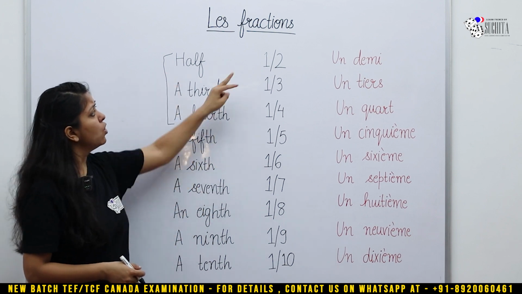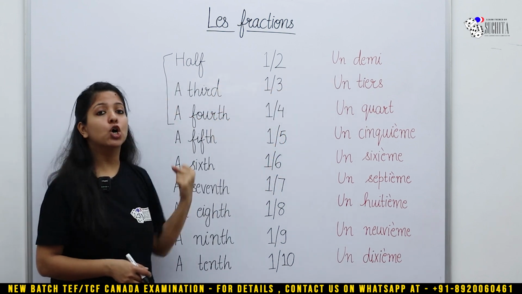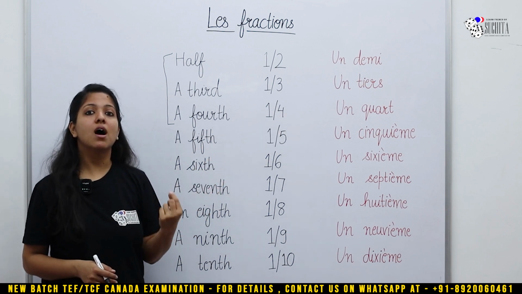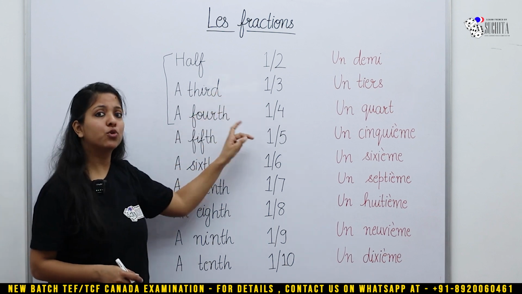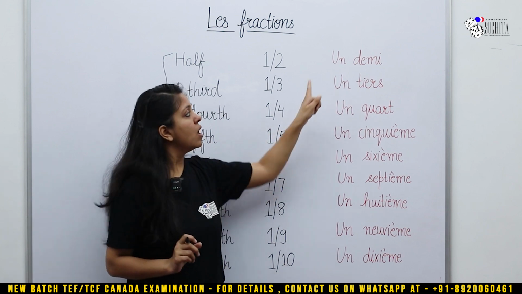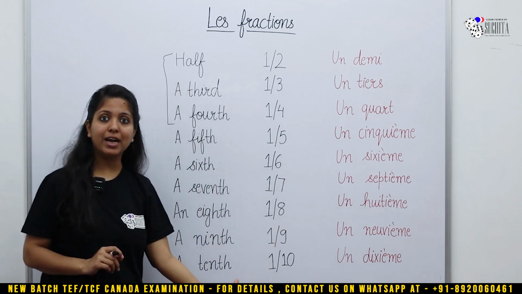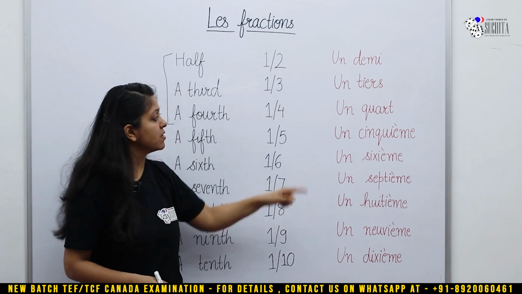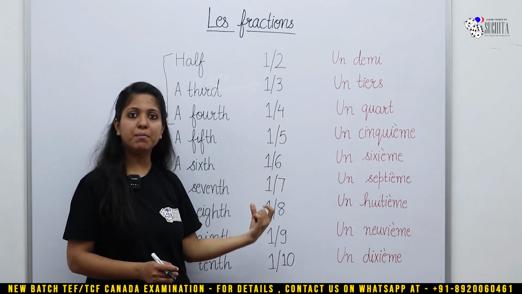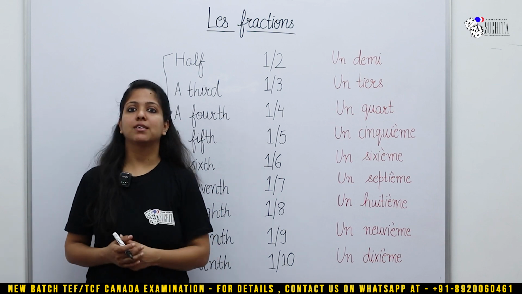So I'll repeat it for you. Half is known as un demi. 1/3 is known as un tiers. 1/4 is known as un quart. Just for these three, you do not have to use the ordinal numbers. You have got special words for that. Un demi, un tiers, un quart. But for the rest, after that, you always have to use the ordinal numbers. Un cinquième, un sixième, un septième, un huitième, un neuvième, un dixième. And you can continue after that.